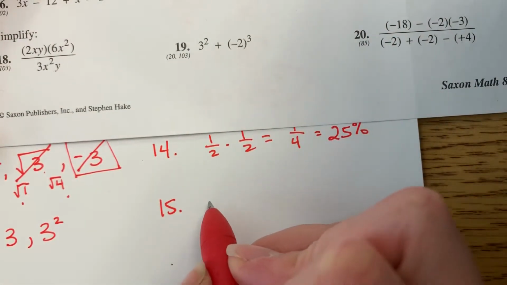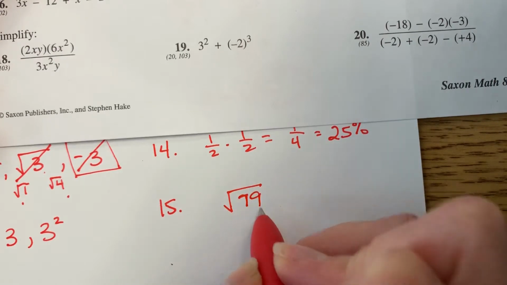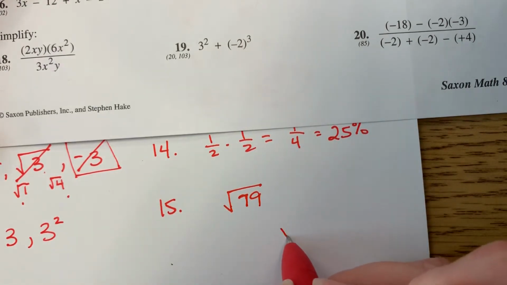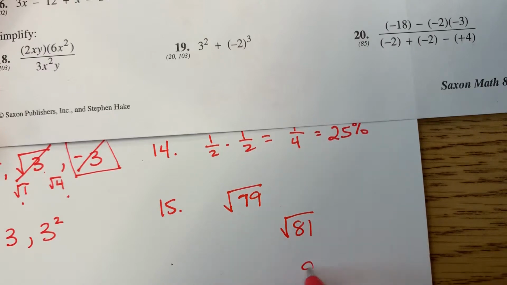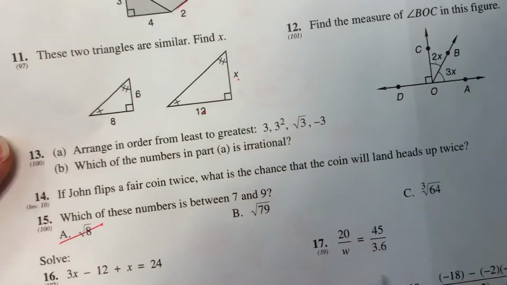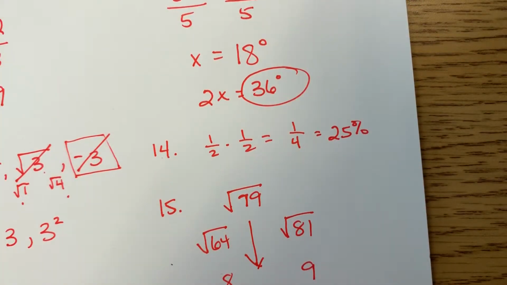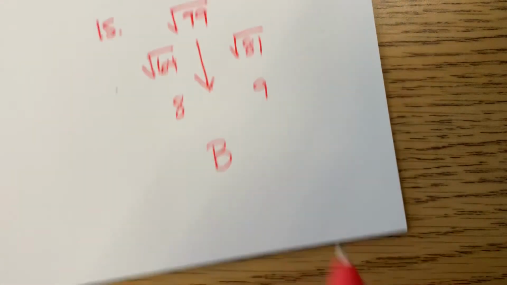So we have the square root of 79. Think about what is on either side of that. On this side, we have the square root of 81, which is 9. And on this side, we have the square root of 64, which is 8. So it falls in between 8 and 9, right? And so it would definitely fall between 7 and 9. So B is our answer. So 15 is B.